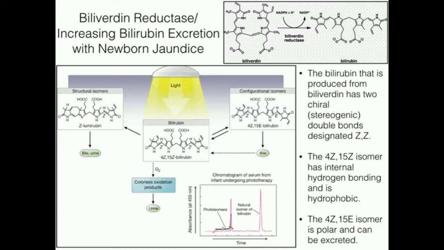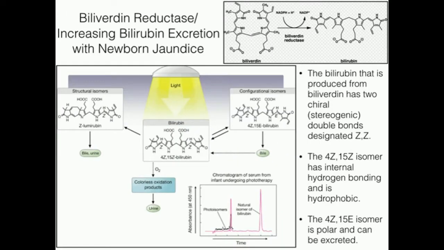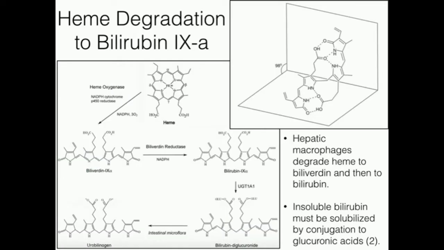Bilirubin, and I'll go ahead and show you its normal isomer, because notice it has some double bonds right here, number 1 and number 2 right here. These are the important double bonds. Those are chiral double bonds, and normally the isomer that's produced by biliverdin reductase is the ZZ isomer. In the ZZ isomer form, this bilirubin molecule has internal hydrogen bonding, which basically prevents these potential hydrogen bonding groups from interacting with water, which makes this molecule of bilirubin insoluble.